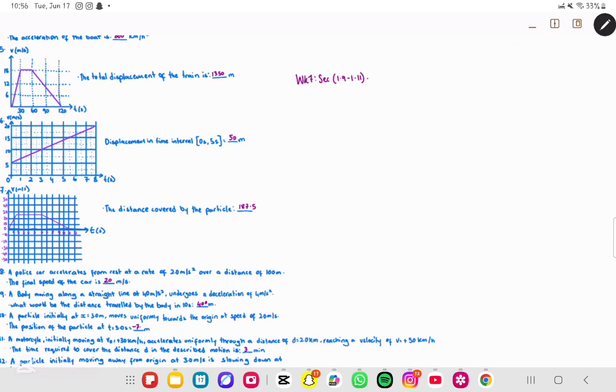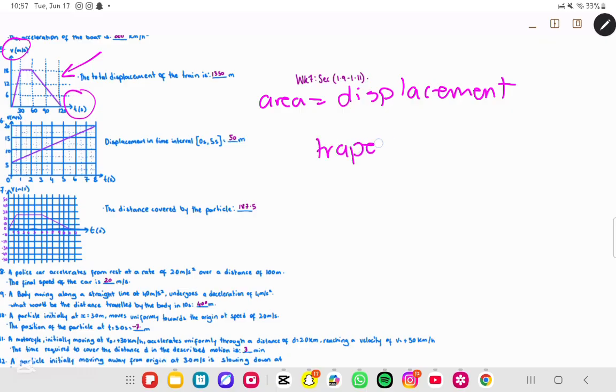What does it say? It says the total displacement of the train is 1350. So how did they find it? Very simply, because it's a velocity time graph, they found the area. So finding the area is the same as finding the displacement. Okay? So let's find the area together. Very simply, it's a trapezium, right? So the trapezium, its area is what?